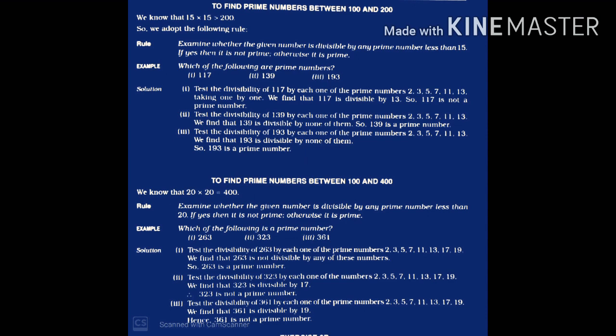For example, let's take 263. For 263, we will be checking the divisibility by 2, 3, 5, 7, 11, 13, 17 and 19. We will see that 263 is divisible by none of them. So 263 is a prime number. For 361, again we will be checking the divisibility by 2, 3, 5, 7, 11, 13, 17 and 19. We will see that 361 is divisible by 19. So 361 is not a prime number.